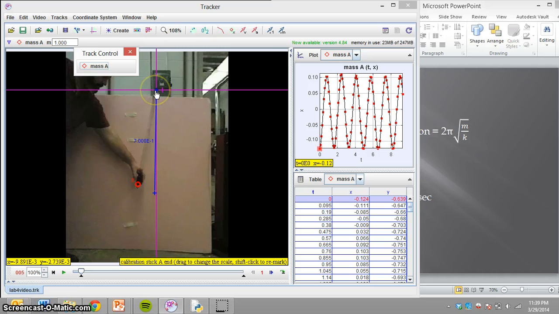I took a calibration stick and set it to 0.7 meters, which is the starting length of the spring right here. I put the origin of the coordinate plane up where the spring is hanging, so it's in the negative y direction right now. Here's what the movement looks like.